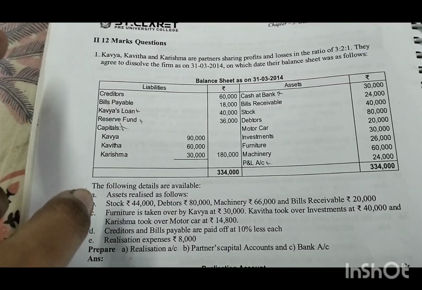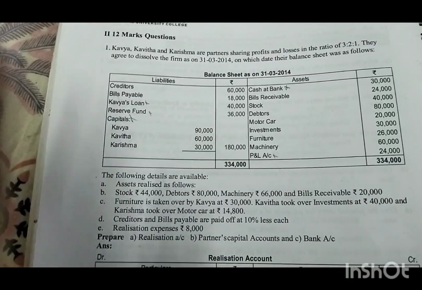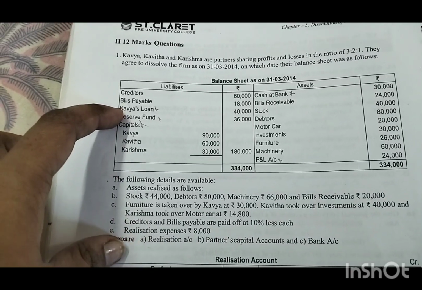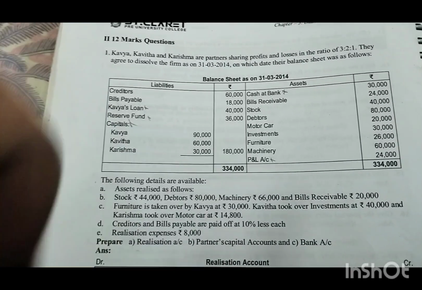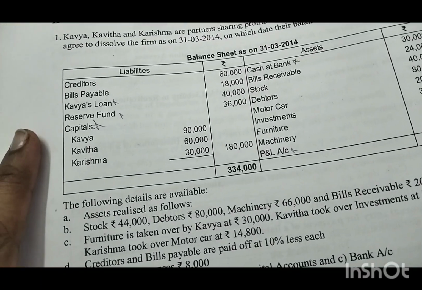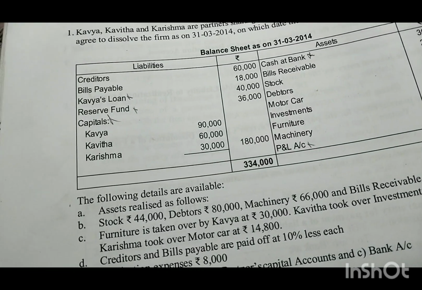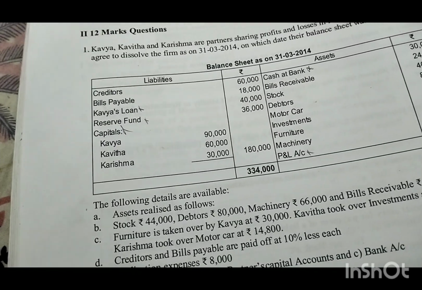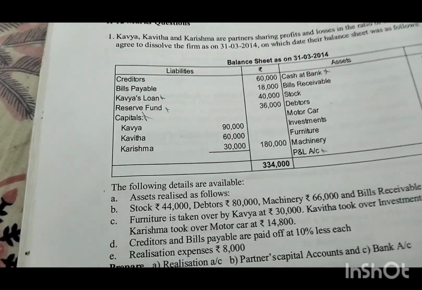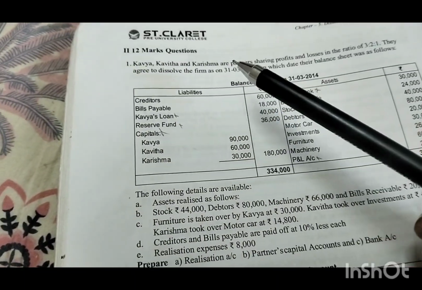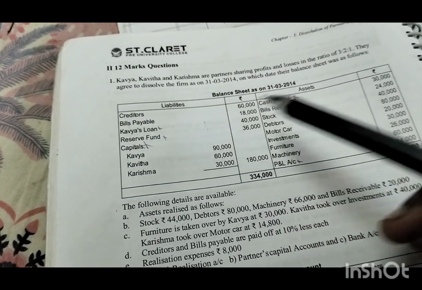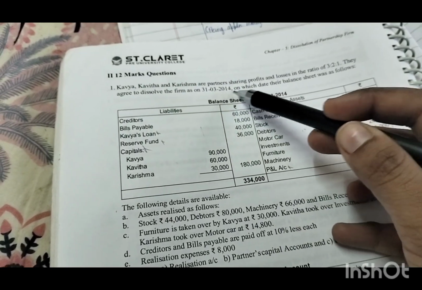So first you need to prepare the realization account. Whenever you prepare the realization account, you need to always omit the partner's loan, reserves, capitals. Always make sure that you omit the partner's loan, the reserves, capitals, cash at bank, and the P&L account. Excluding all this, you can write down all of the entries. Whatever is there on the debit side goes to your credit, and whatever is there on your credit goes to your debit. You need to alternate the entries.